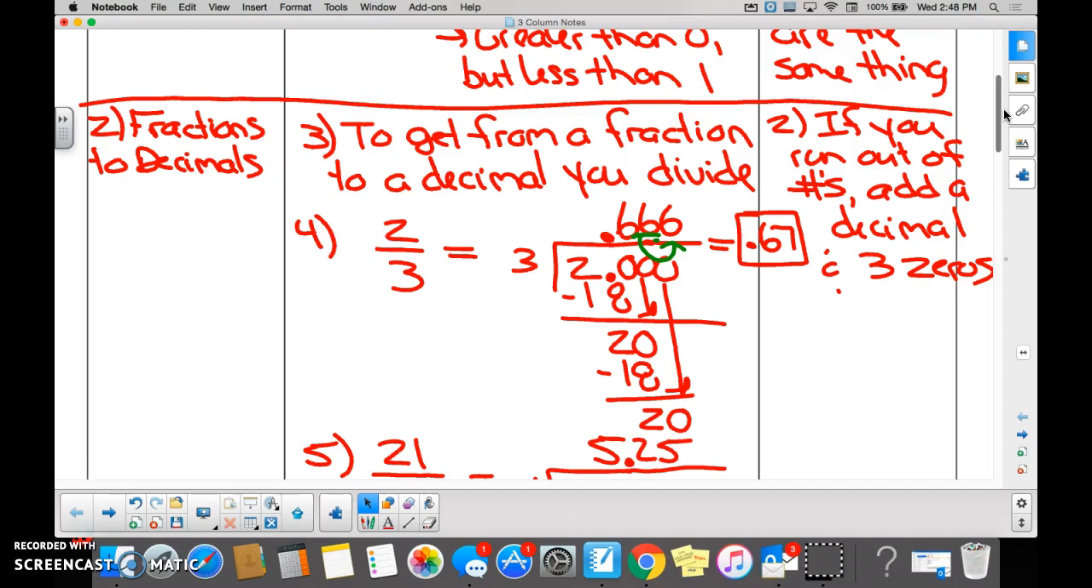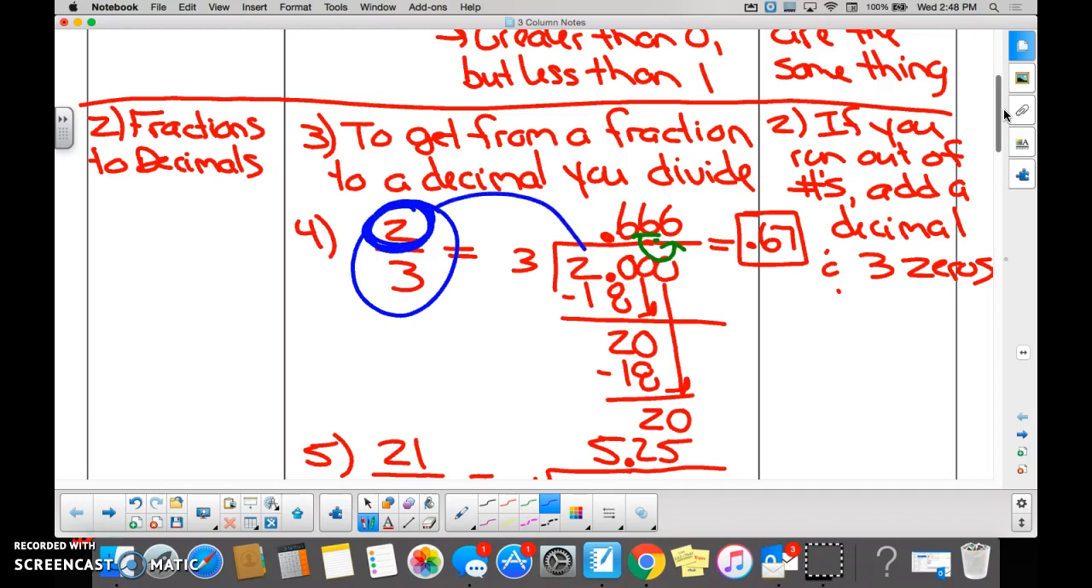The tricky thing is, if I have a fraction like 2/3, what number goes inside the division box? What number goes inside the division box, everybody? 2. 2, and that's also called the numerator. The numerator always goes inside the box, as you can see here, and the denominator always goes outside the box. Okay, so now, does 3 go into 2? No.